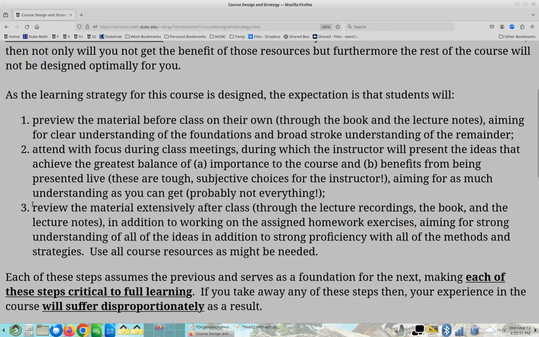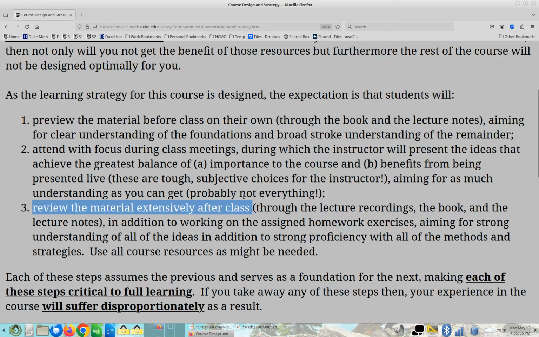And then after class, you're going to have to look at everything again, this time hopefully for a strong understanding. You're going to take the ideas you came into class with and the ideas I throw at you during class and try to bring it all together. I know you're not going to be able to assimilate and digest every single thing I say during class. It's too fast, it's too much. So after class is when you're going to put everything together.